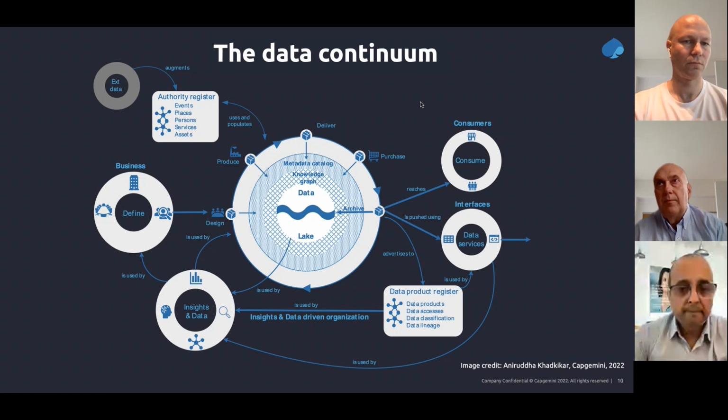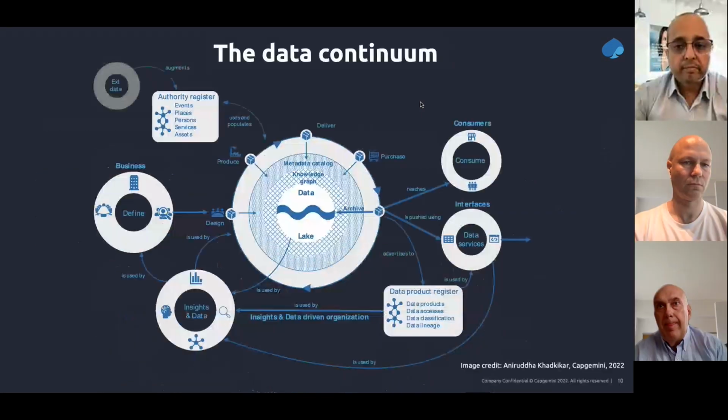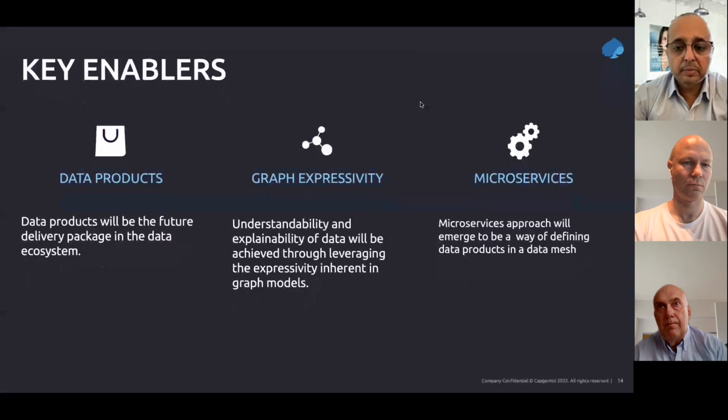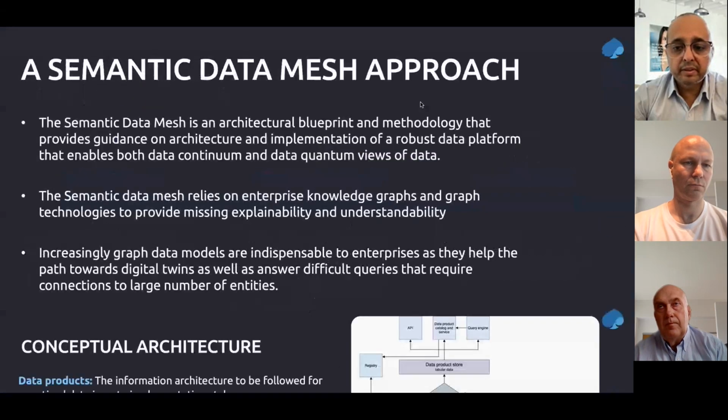Good question. Yeah. So typically we are looking at, let's say, if I go back to the conceptual architecture in terms of capabilities that are needed.